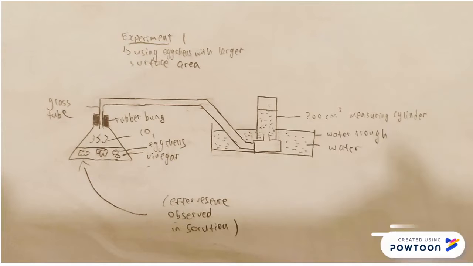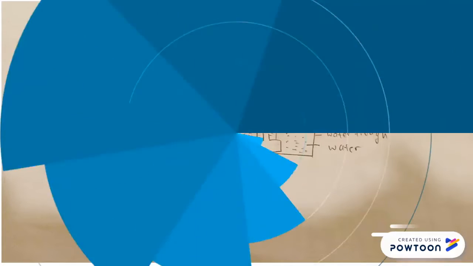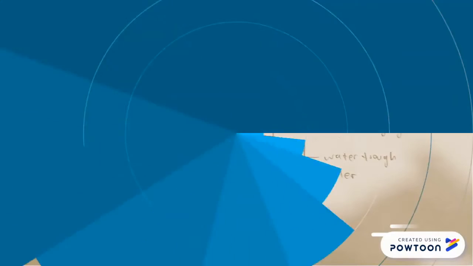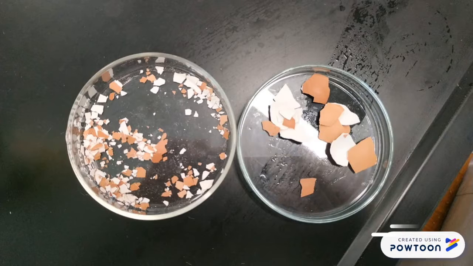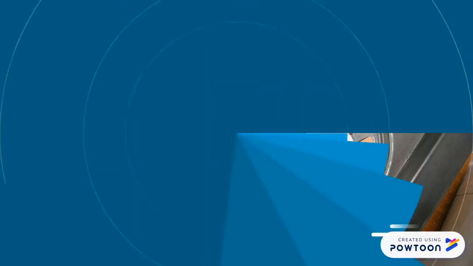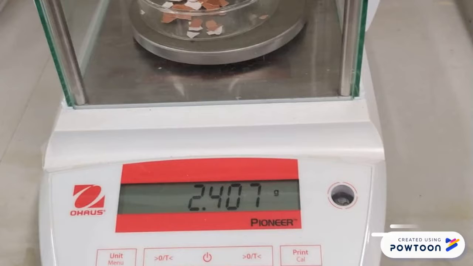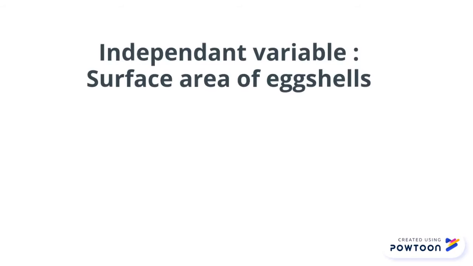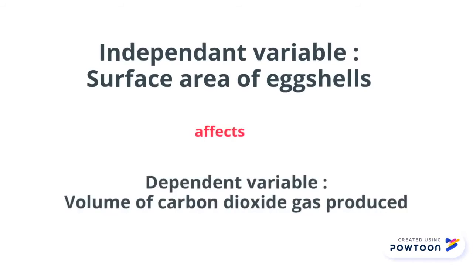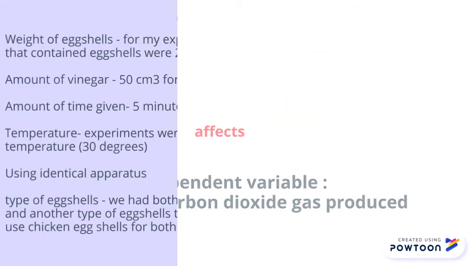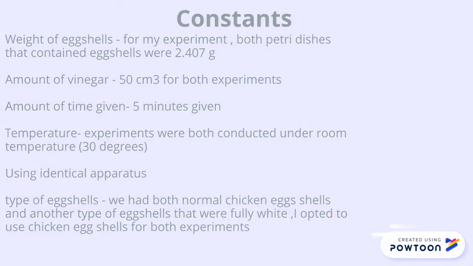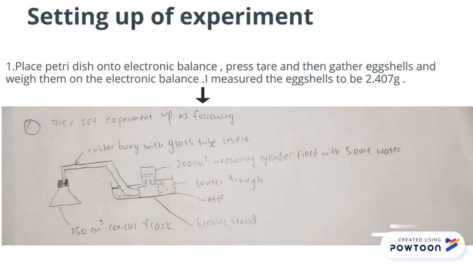Set up the experiment as follows. These are the differences between the surface areas of both of the eggshells. Both petri dishes weighed 2.407 grams, while being of different surface area. The independent variable is the surface area of eggshells, which affects the volume of carbon dioxide produced. Some of the constants are weight of eggshells, amount of vinegar, amount of time given, temperature, identical apparatus, and type of eggshells. Here are the steps to set up the experiment.